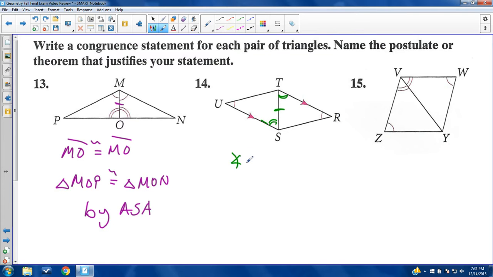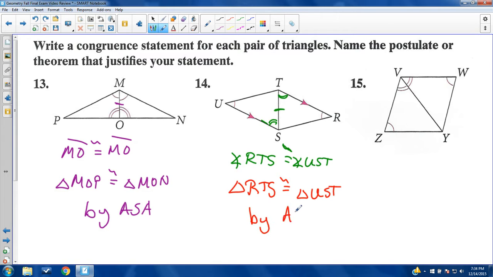Angle RTS is congruent to angle UST, because those are alternate interior angles. If that's the case, I do have angle, angle, side with angle, angle, side. Now it's a good thing that I made my angle congruent statement good enough that these parts correspond. Triangle RTS is congruent to triangle UST by angle, angle, side. It just so happens that is a congruency conjecture, or property.